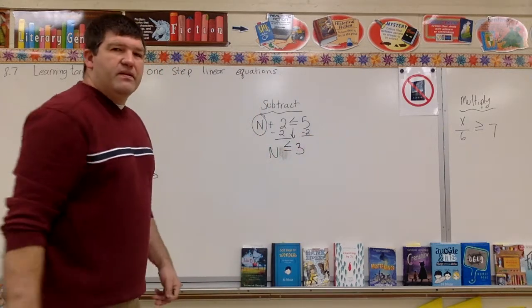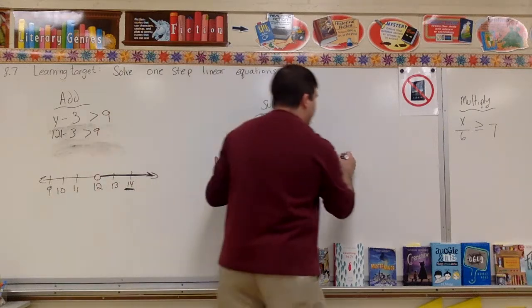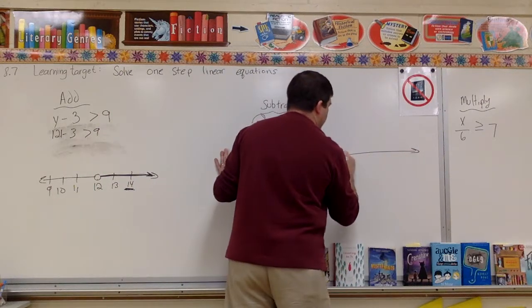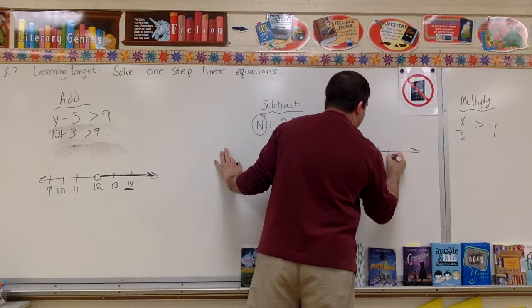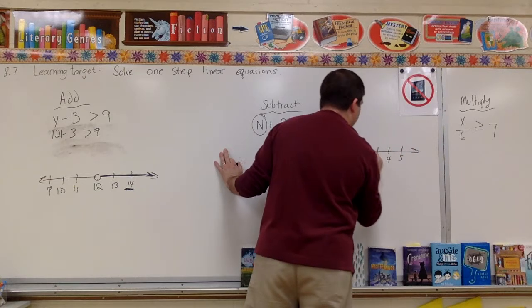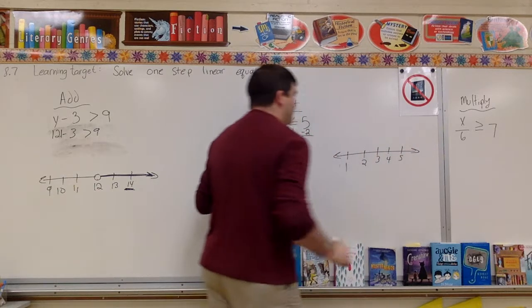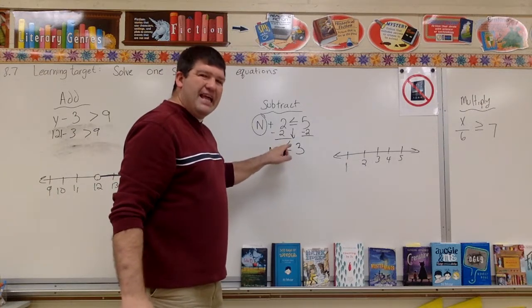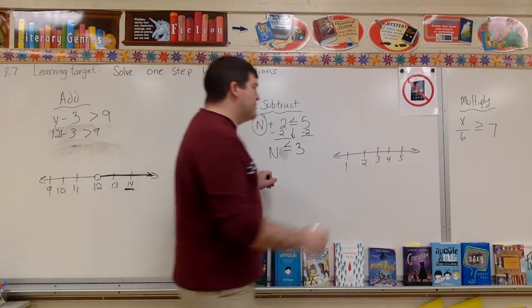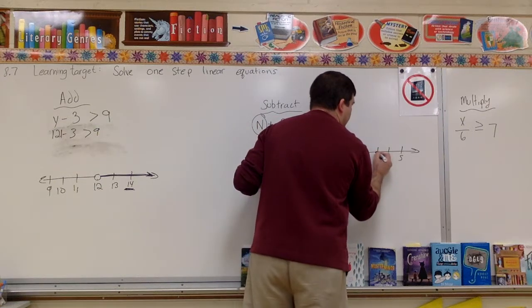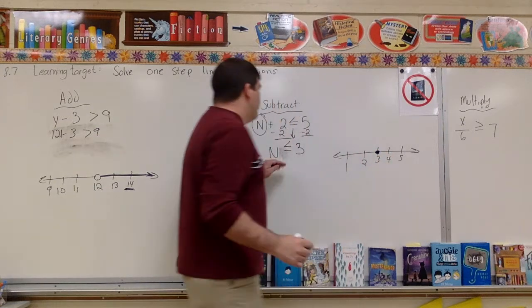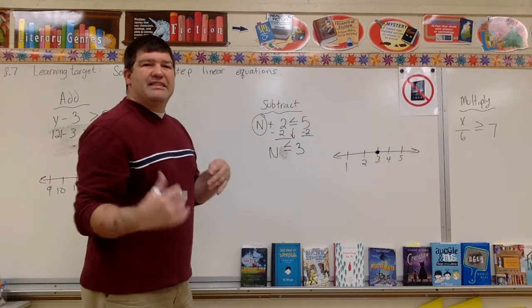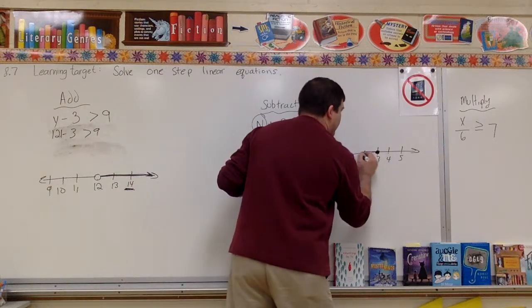So now I'm going to graph it. Come over here, 3, 4, 5, 2, 1. So n is equal to or less than 3. It's equal to, so it's going to include 3. But then it has to be all the numbers less than 3. So if less than, I'm coming this way.